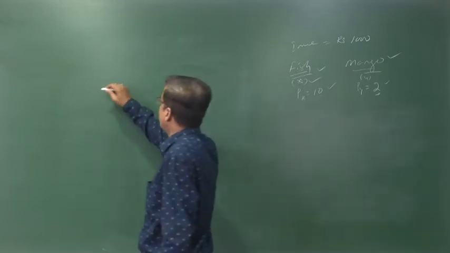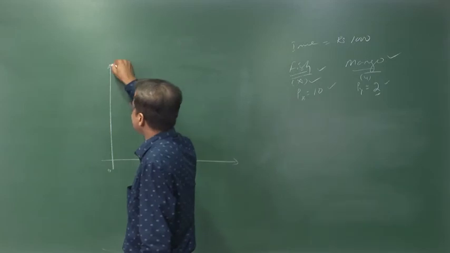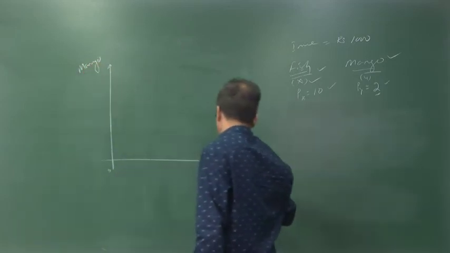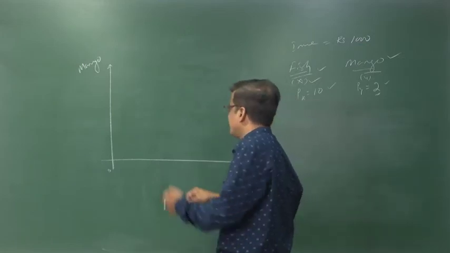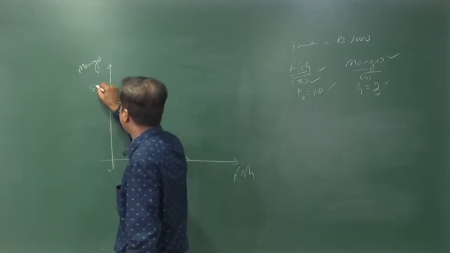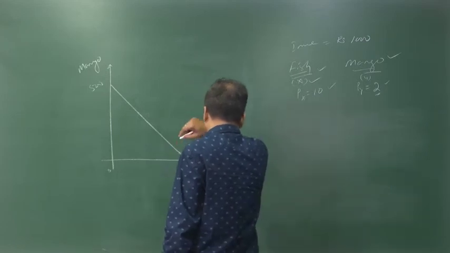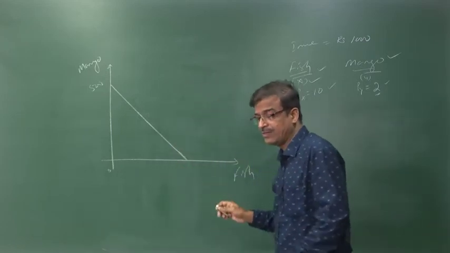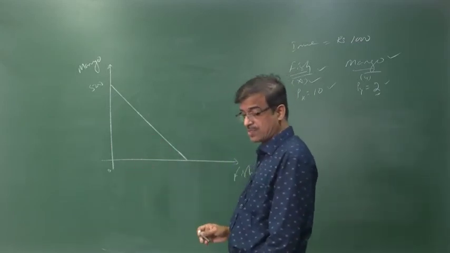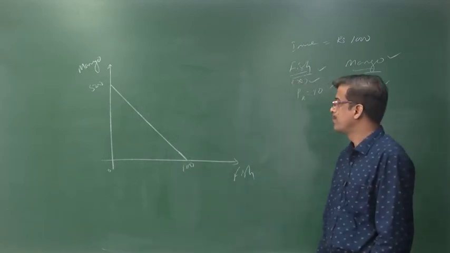Okay. Let us say the price line is given like this. This is your mango and this is your fish. Initially we know this is the point 500, and this is, let us say, the amount to be given to you, 500 and 1000, this is the 1000, and this to be 0, 500. These are the two extreme ends.